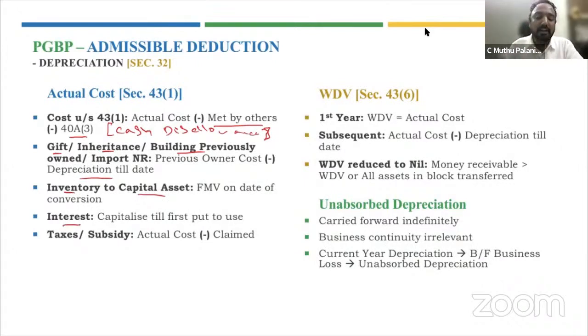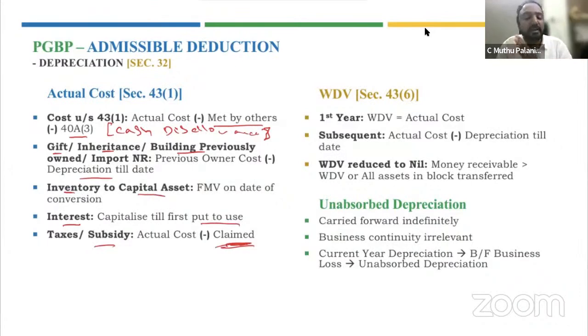What about the interest cost? I have borrowed it on loan. The asset is purchased via loan. Whatever interest is incurred till the asset is first put to use, similar to your accounting standard, needs to be capitalized. In case there is a subsidy or something, whatever is claimed as subsidy should be reduced. For example, if you are claiming GST credit, the ITC, your actual cost minus ITC will only be your actual cost. So actual cost is basically actual cost minus met by others minus cash disallowance under section 40A clause 3. You should also reduce what is claimed as credit. So this is about actual cost.